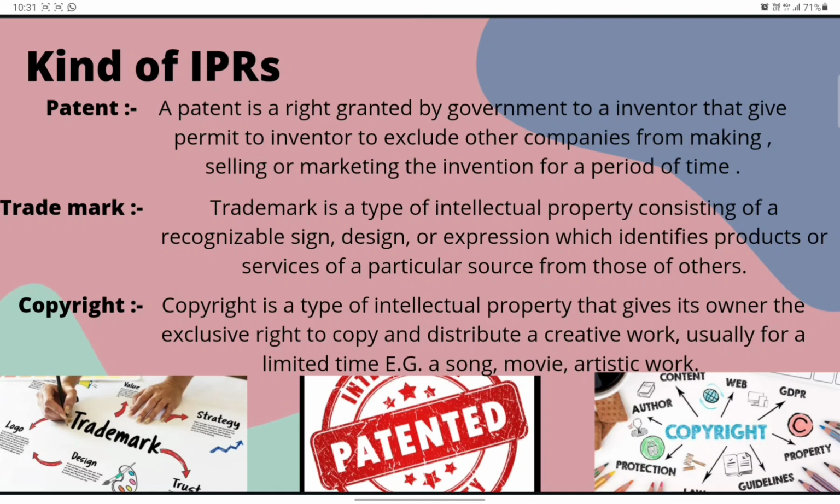Kinds of IPRs. Patent. A patent is a right granted by a government to an inventor that permits the inventor to exclude other companies from making, selling or marketing the invention for a period of time. Trademark. A trademark is a type of intellectual property consisting of a recognizable sign, design or expression which identifies a product or service of a particular source from those of others. Copyright. Copyright is a type of intellectual property that gives its owner the exclusive right to copy and distribute a creative work, usually for a limited time. Example, a song, movie, or artistic work.